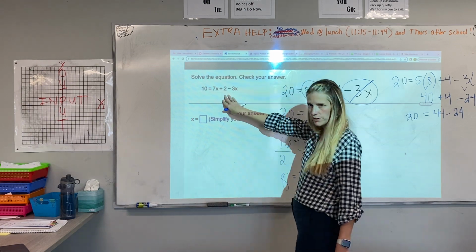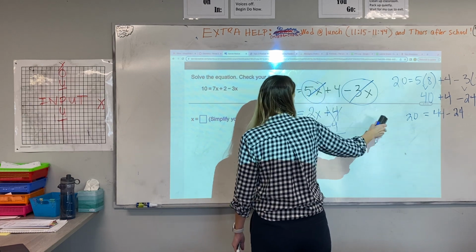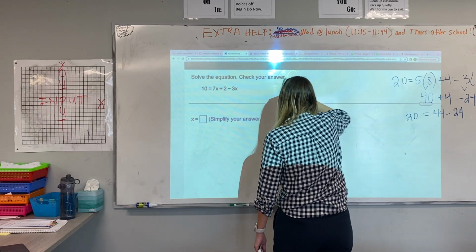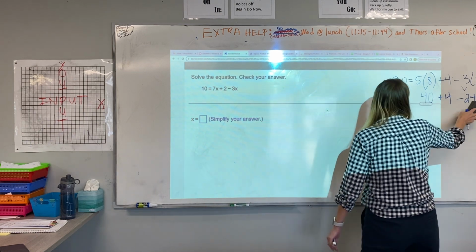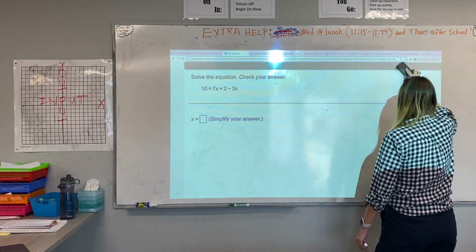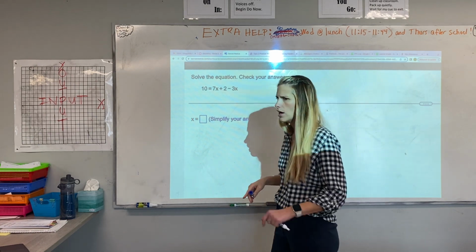Does anybody need me to go over this one, or you guys totally have it? Honestly, I think checking it is a little trickier than solving it. Checking it kind of is in place for silly mistakes because of all this negative and positive and order of operations. Okay, yeah.